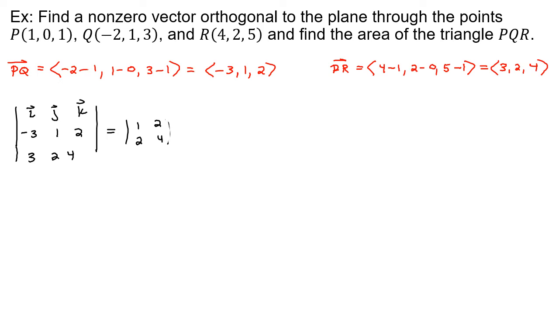That's supposed to be a straight line. See if I can make that a little bit straighter. Minus on the J, I'll have a -3, 2, 3, 4. And on the K, I'll end up with -3, 1, 3, 2.